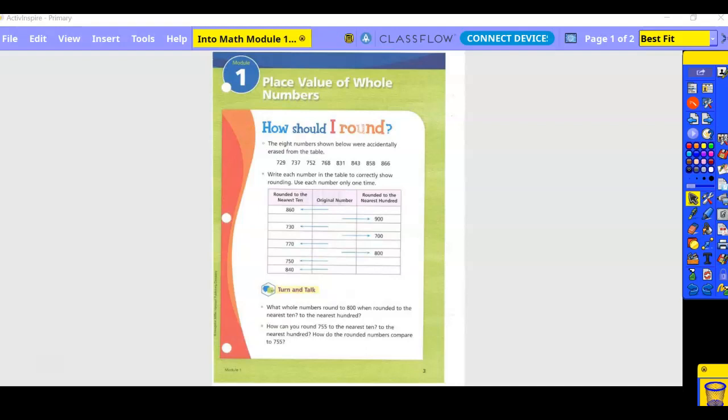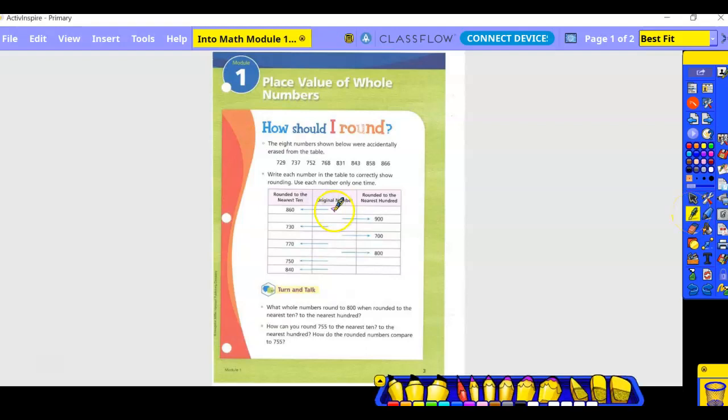So what number could we have that could be rounded to 860 for the nearest 10? What number could we put there? So would it have to have an 800 in it? Yeah, so all our 700s would not be a choice, right? So it'd be those last 4. So of those last 4, what could be rounded to 860? 858. So I'm going to write 858 here in this box.